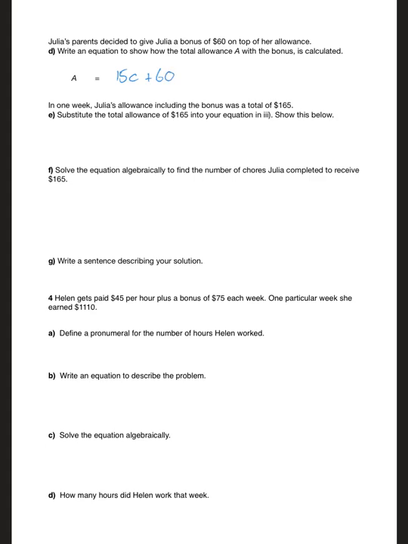So then in 1 week, Julie's allowance, including the bonus, and now we're using the equation written in D above, was a total of 165. Substitute the allowance of 165 into your equation in 3. Show this below. So let's have a look at this. The total allowance, which was A in our equation, is 165. And that is going to be equal to the 15C that we've worked out plus 60.